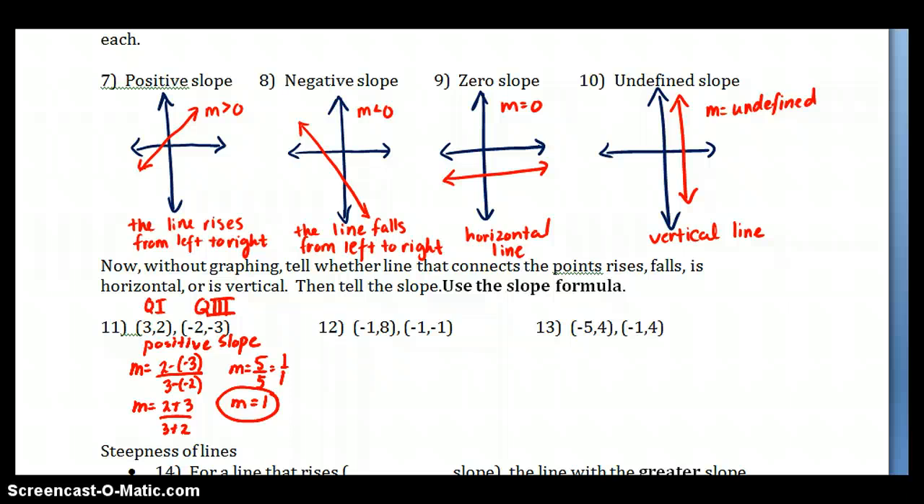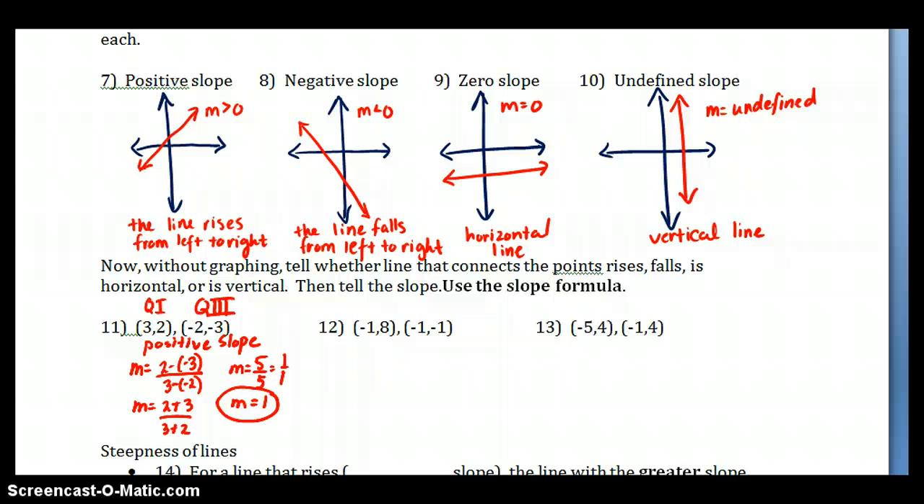So we have m equals 2 minus -3, where I chose the first ordered pair. 2 was y sub 2 and 3 was x sub 2. And then the denominator is 3 minus -2. I used the subtraction rule. 2 stayed the same, subtraction changed to addition, and -3 became its opposite of 3. For the denominator, the run, 3 stayed the same, subtraction changed to addition, and -2 became 2.